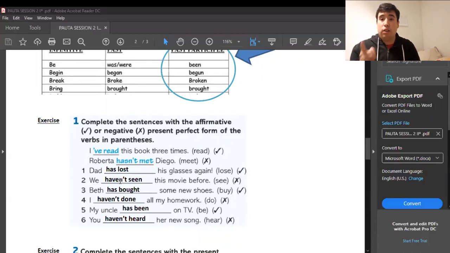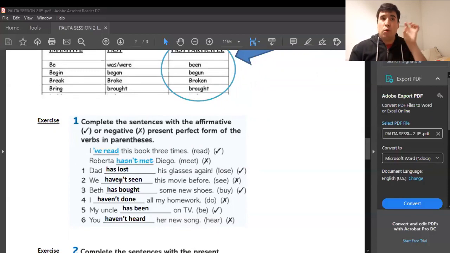So we look up lose in the list of irregular verbs, and we discover that the past participle form of lose is lost. So we use lost. Dad has lost his glasses again. Number 2, we haven't seen this movie before.